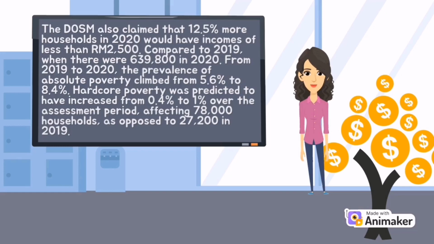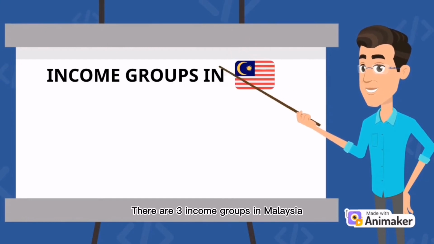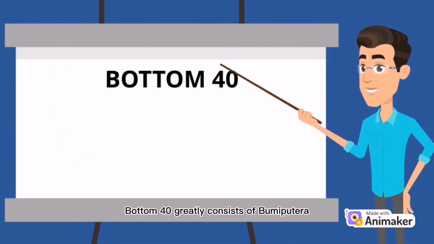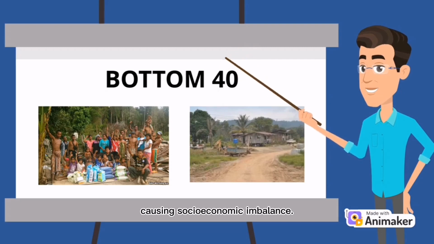From 2019 to 2020, the prevalence of absolute poverty climbed from 5.6% to 8.4%. Hardcore poverty was predicted to have increased from 0.4% to 1% over the assessment period, affecting 78,000 households as opposed to 27,200 in 2019. In conclusion, there are three income groups in Malaysia which are bottom 40, middle 40 and top 20. Bottom 40 greatly consists of Bumiputra, especially those concentrated in rural areas, causing socio-economic imbalance.